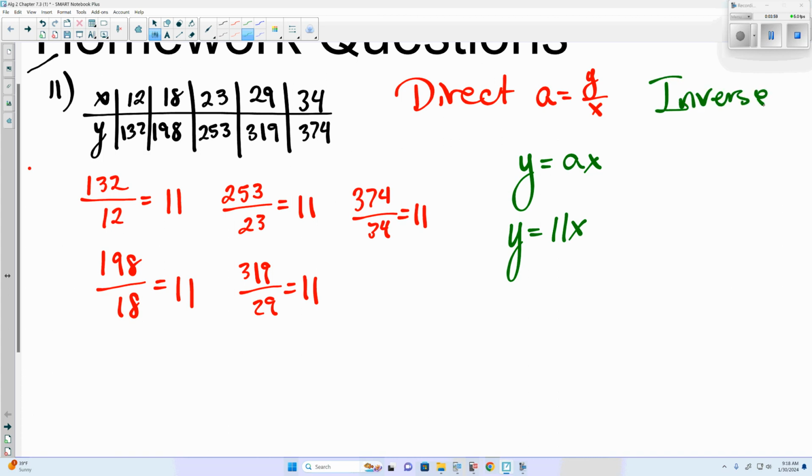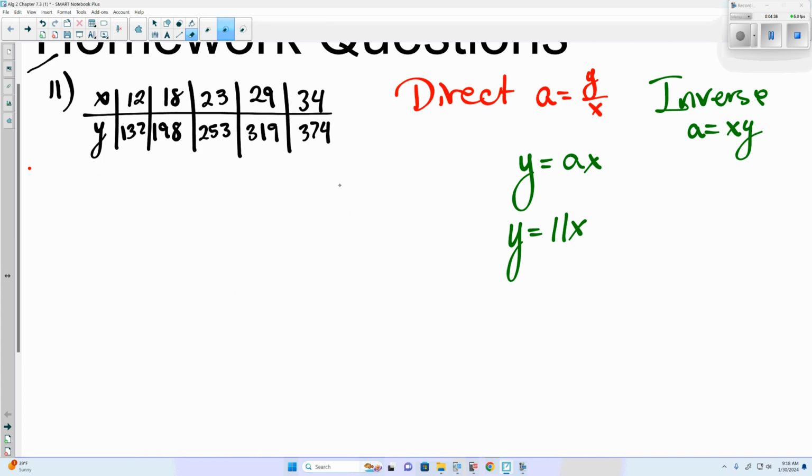Inverse, the one we would use for this here is a equals x times y. So then we multiply the x and y's together. And if we go through and get the same amount like we did here, 11, by multiplying the x and y's together, then it'd be inverse. And if we divide both of them like we did here and didn't get 11 every single time, and if we multiply them together and didn't get the same number, then it's neither. Because that value of a should be the same every single time. Like here we got 11 by dividing them all. So it's direct.